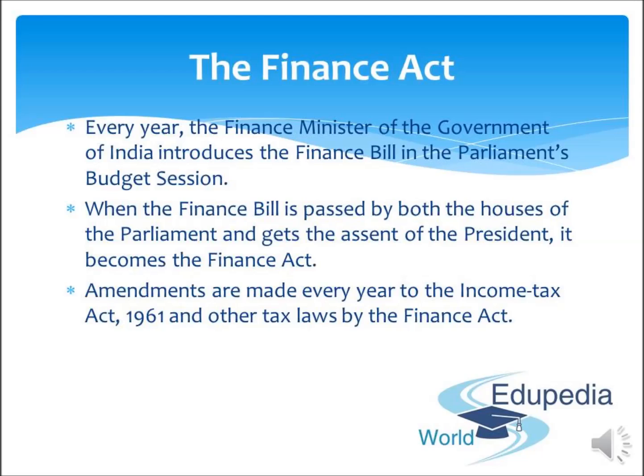The Finance Minister of the government introduces the Finance Bill in the Parliament, and that becomes the Finance Act after it has been passed by both the houses and it gets the assent of the President. It becomes the Finance Act, and that act acts as an updation to the Income Tax Act. The various deletions and additions are made to the Income Tax Act 1961 through this Annual Finance Act. Amendments are made every year to the Income Tax Act 1961 and other tax laws by the Finance Act. In the Income Tax Act, amendments are made by this act.